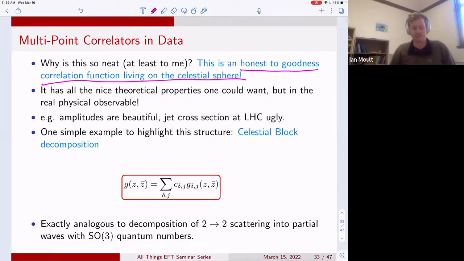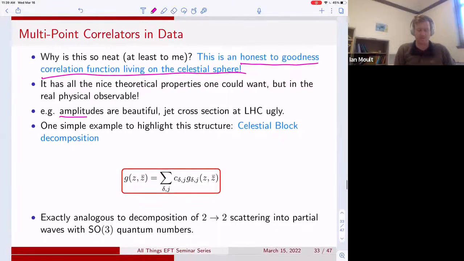And so this is very different from, for example, just standard jet cross sections, where the underlying amplitudes are, of course, very beautiful. But then when you have to put them into these actual jet cross sections, it's very ugly. Whereas here, you really get in these actual physical observables this beautiful theoretical structure living on your detector.